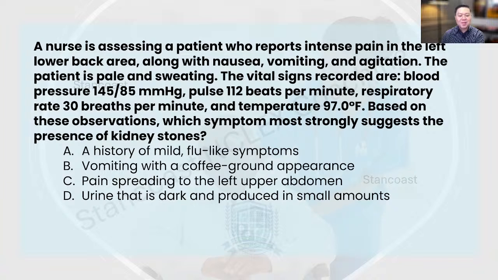Is it A, a history of mild flu-like symptoms, or is it B, vomiting with a coffee ground appearance, or is it C, pain spreading to the left upper abdomen, or D, urine that is dark and produced in small amounts? Okay, take your pick.